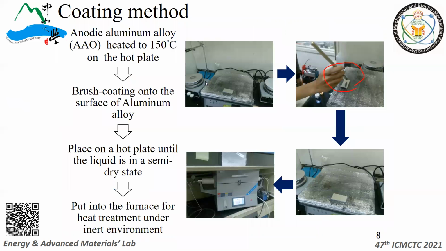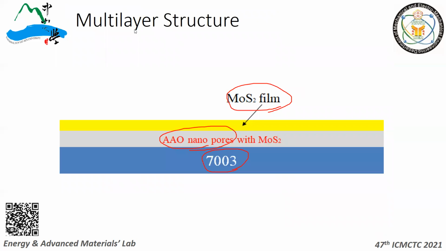After this MoS2 precursor forms, because it's a liquid phase, it can be easily sprayed or airbrushed on any porous metal. You can just simply coat it with no cost. Therefore, the multilayer structure forms. Basically we have three layers: first the aluminum alloy substrate, then the AAO nanopore layer, and the MoS2 film.